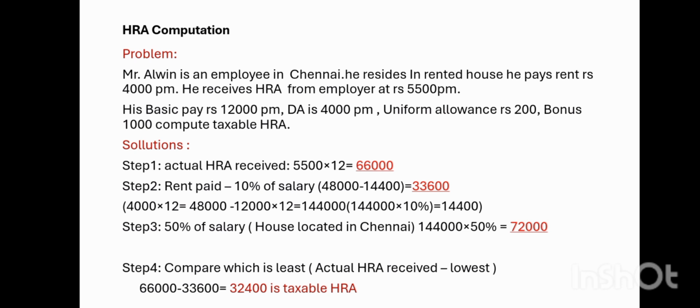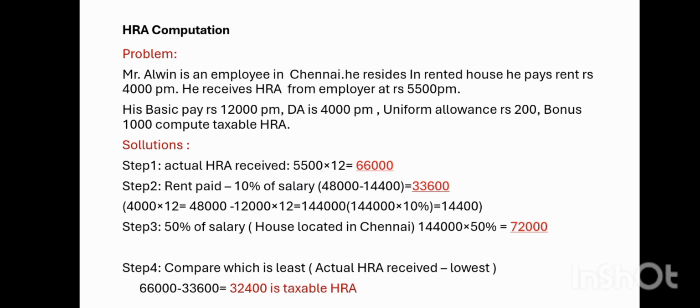So, compute taxable HRA. We have to follow the steps here. What is the first step? The actual HRA received. See the question: what is the actual HRA he is receiving from his employer? He receives HRA from his employer at a rate of rupees 5500 per month, so annually it becomes 66,000. That is the first step.